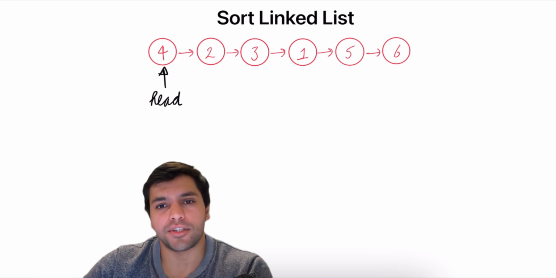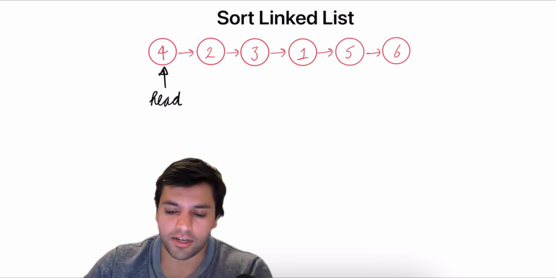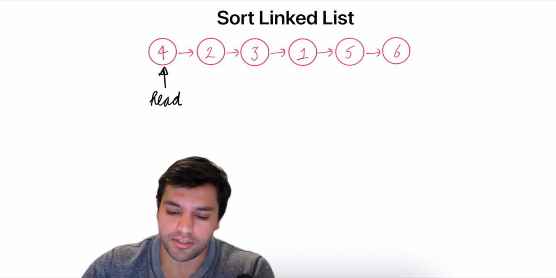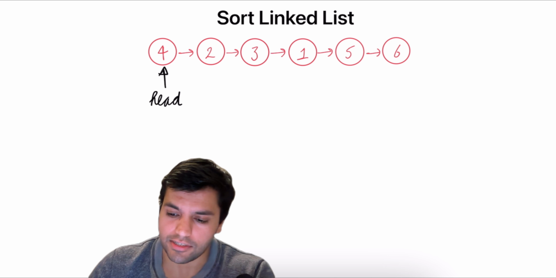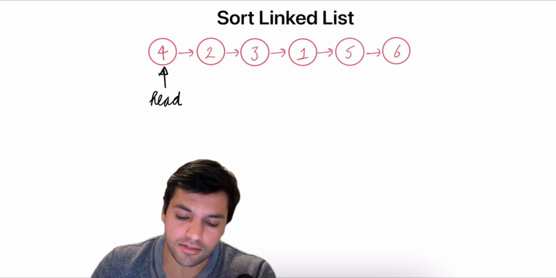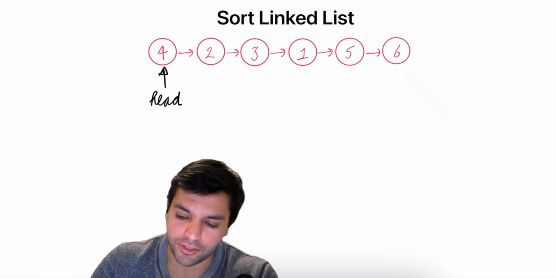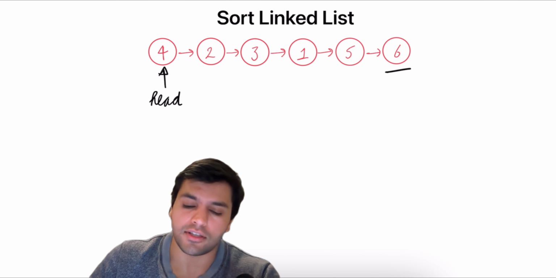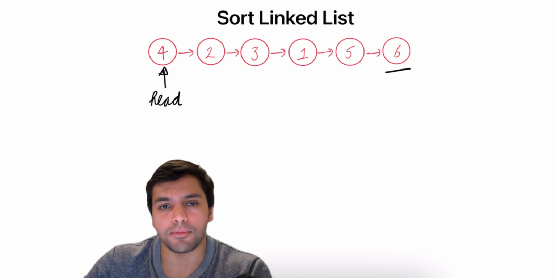Today we'll be solving the question of sorting a linked list using merge sort. So let's have a look at the example. Here we are given this linked list starting at node 4 and going all the way to node 6, and we have to sort this linked list using merge sort.